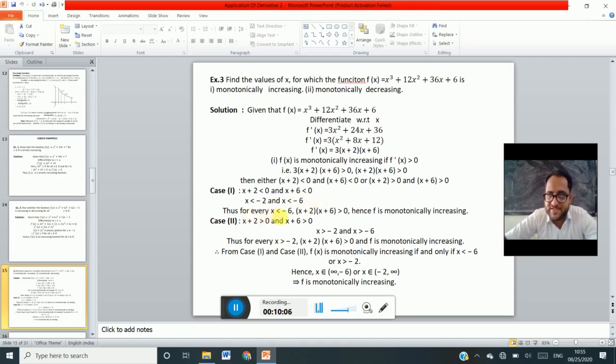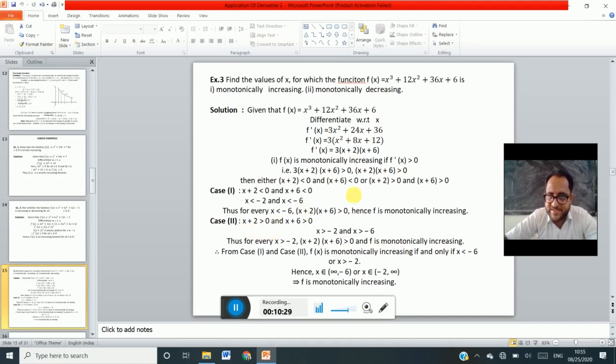Thus for every x less than -6, (x + 2)(x + 6) is greater than 0, hence the function is monotonically increasing, right? This we get for every x less than -6. Why do we consider x less than -6 only and not x less than -2? Because x less than -6 is included in x less than -2 also.